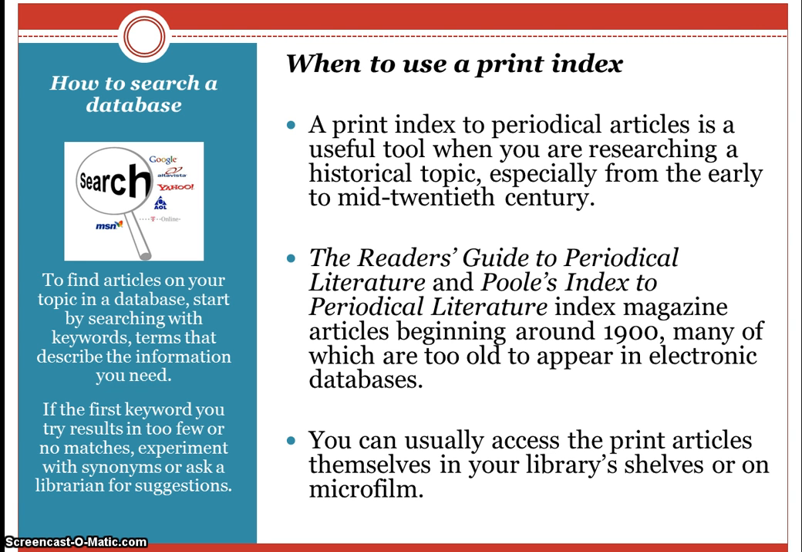When to use a print index. A print index to periodical articles is a useful tool when you are researching a historical topic, especially from the early to mid 20th century. The Reader's Guide to Periodical Literature and Poole's Index to Periodical Literature index magazine articles beginning around 1900, many of which are too old to appear in electronic databases. You can usually access the print articles themselves on your library shelves or on microfilm.